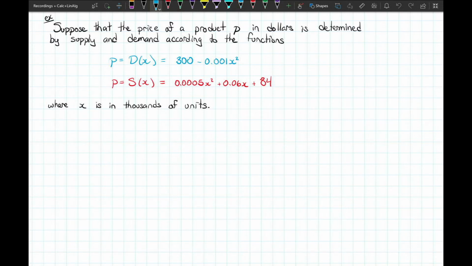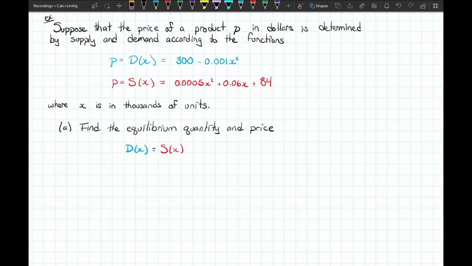Now, before we take a look at the consumer's and producer's surplus, let's find the equilibrium quantity and price. We can do that by setting the demand function and supply function equal to each other. When we set the two functions equal, we can solve for that equilibrium quantity. Luckily, this is just a quadratic equal to another quadratic, so we can collect all the terms on one side of this equation and set the other side equal to 0.